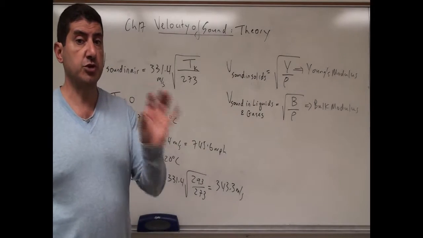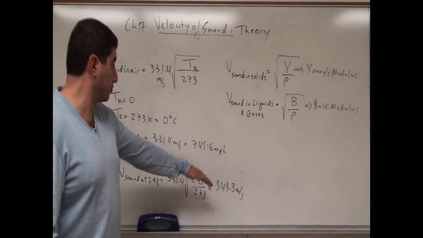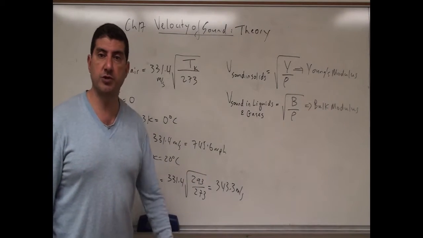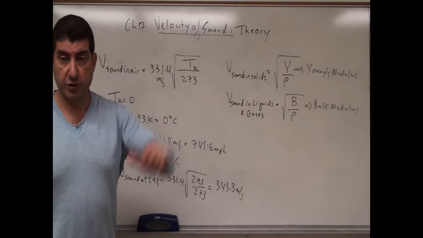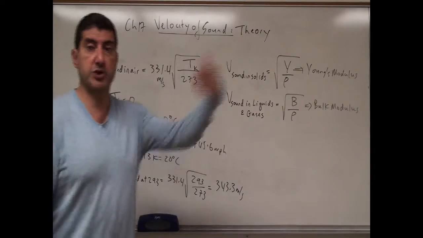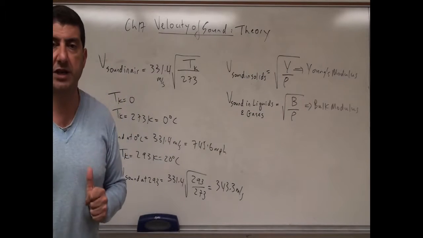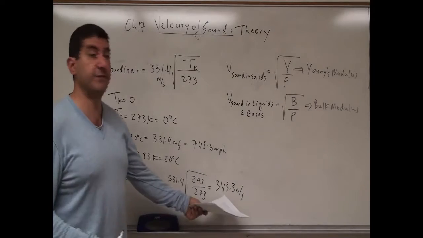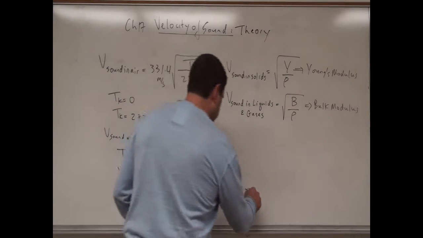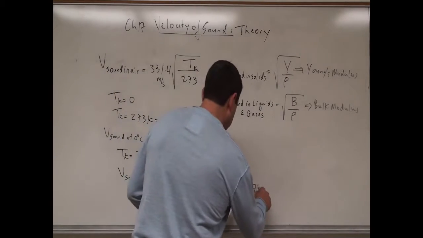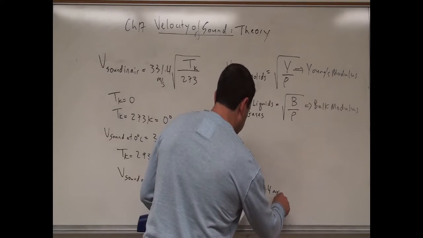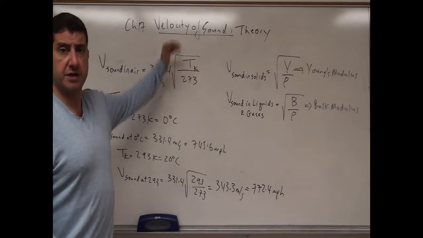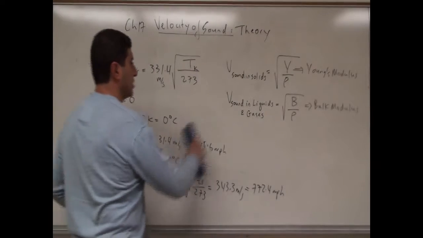This is usually the velocity of sound that we're going to assume for most problems. If the problem doesn't tell you the temperature of the air, then assume that the temperature of the air is 20 degrees Celsius, and you can use the 343.3 meters per second. Unless the problem tells you the temperature is something else, then you would have to calculate what the velocity of sound in that area is, right? So this is the default velocity of sound. And then this gives you 772.4 miles per hour.